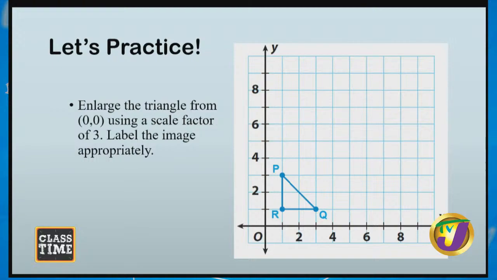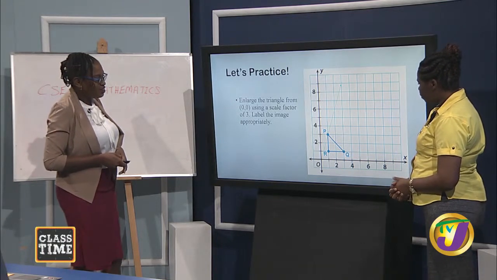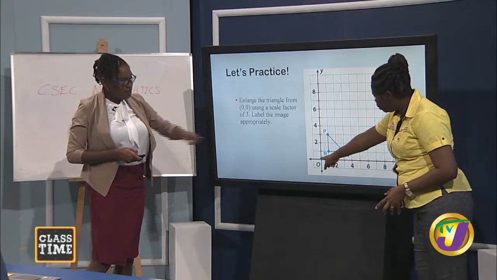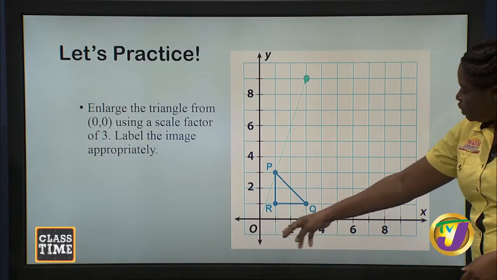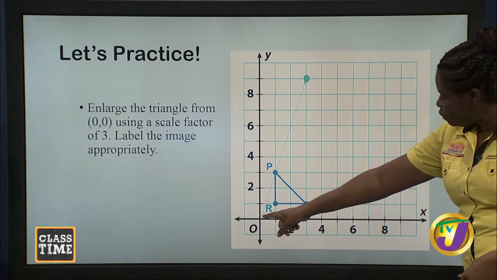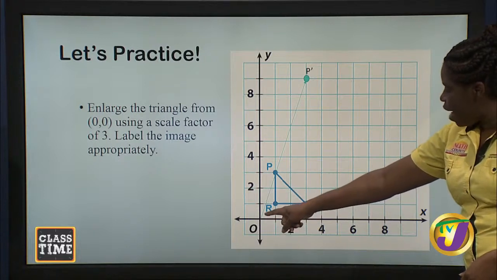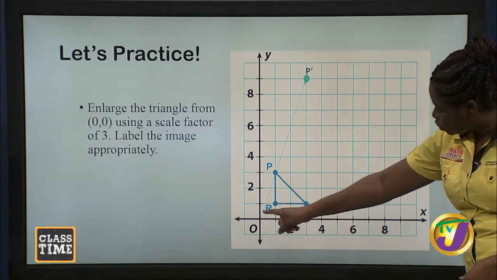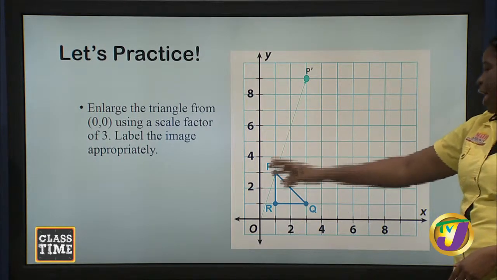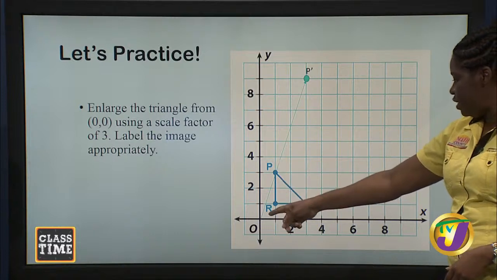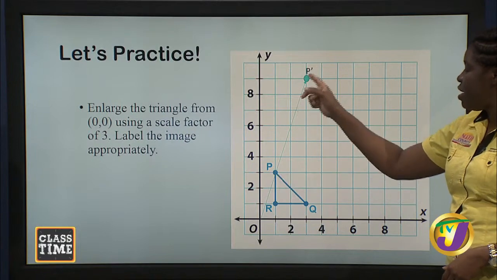All right, let's start by putting in our center of enlargement. So our center of enlargement is at the origin, 0, 0, and we are looking at point P. And notice that the distance from the origin to point P is 2 units. Using my scale factor of 3, I multiply the length of the distance from center to point P by my scale factor 3. So that would give me 9.